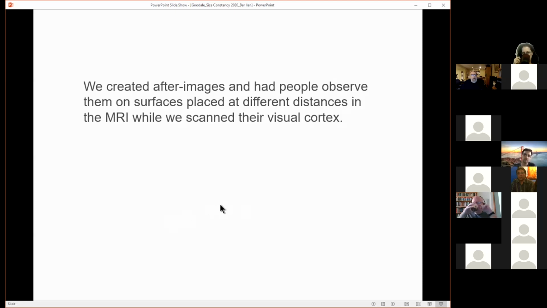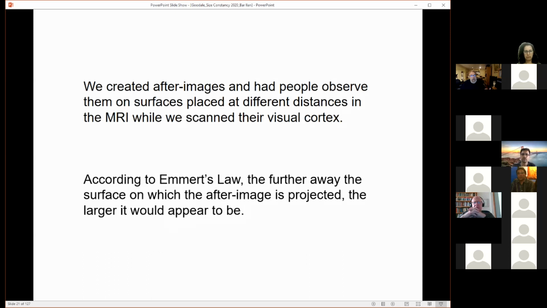What we did was to create after images, and we had people in the magnet, and we asked them to project those after images onto surfaces that were placed at different distances from them while they were lying in the scanner. And of course, according to Emmert's law, the further away the surface on which the after image is projected, the larger it would appear to be.